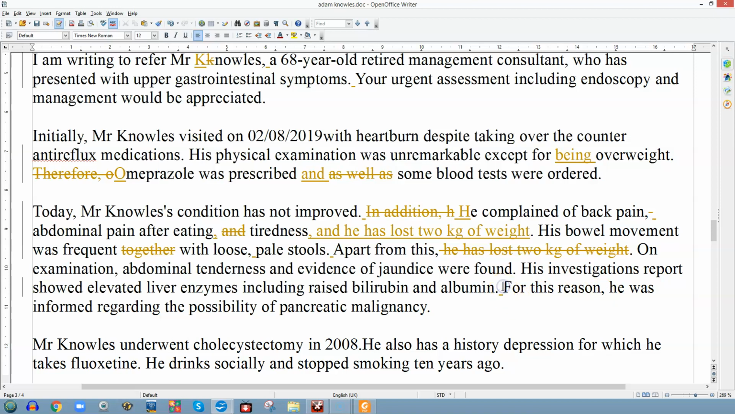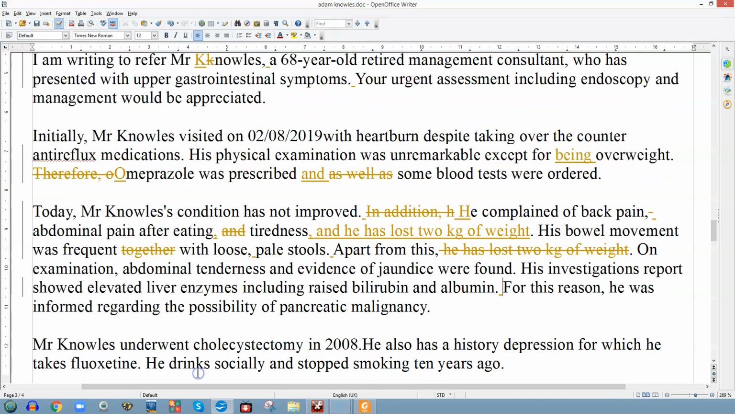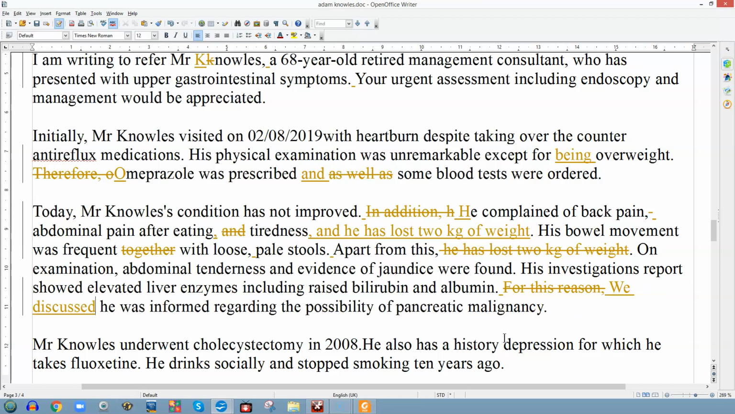So you have to talk about, he wasn't informed. You had a discussion, I believe. We had a discussion. It wasn't just informed. I discussed the possibility of pancreatic malignancy with Mr. Knowles. He was informed, or simply we discussed the possibility.